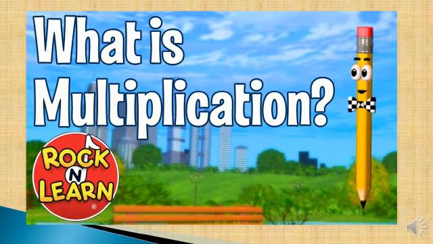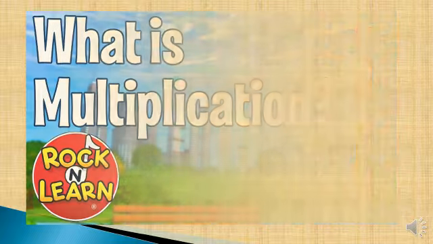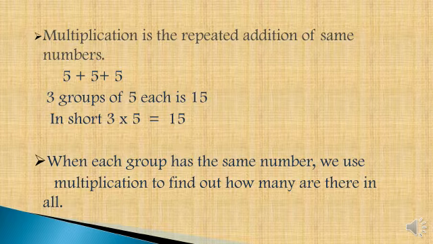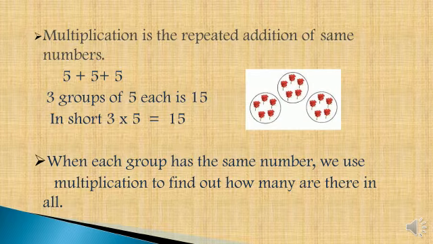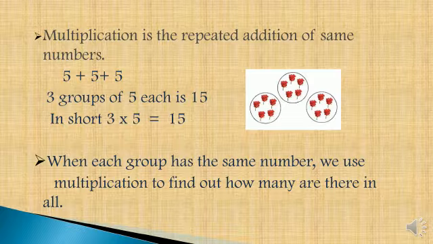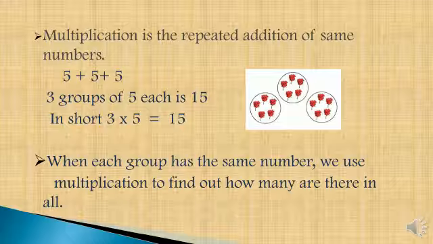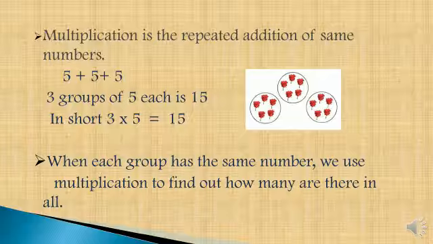Now let us see what is multiplication. You have learned multiplication is the repeated addition of same numbers. Here how many flowers are there? 5 plus 5 plus 5. 3 groups of 5 each is 15. In short, 3 times 5 is 15. When do we use multiplication? When each group has the same number, we use multiplication to find out how many there are in all.